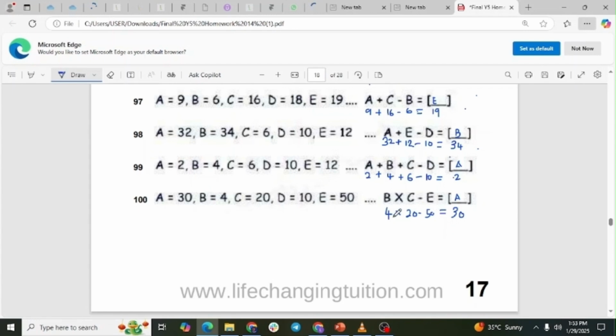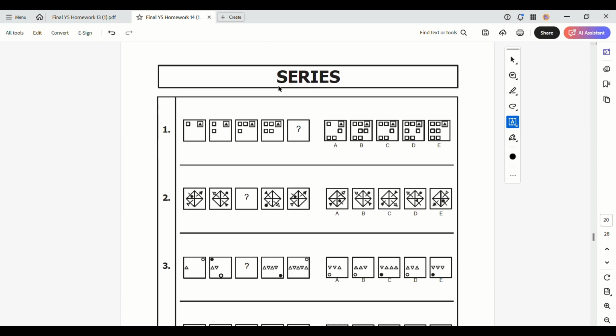Correct answer. A. Explanation. Substitute the values. 4 times 20 minus 50 equals 80 minus 50 equals 30. Page 19. We've got some extra series practice here.